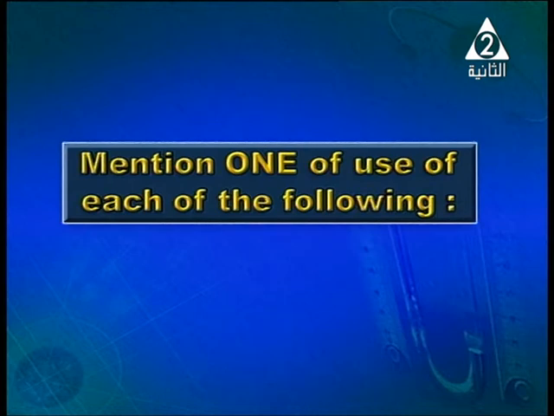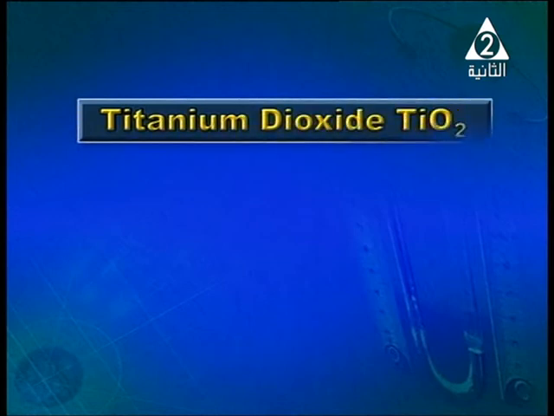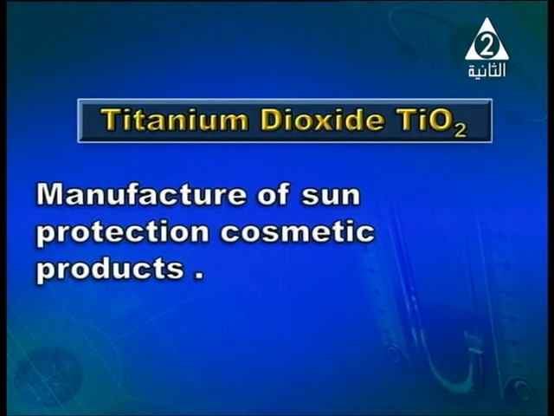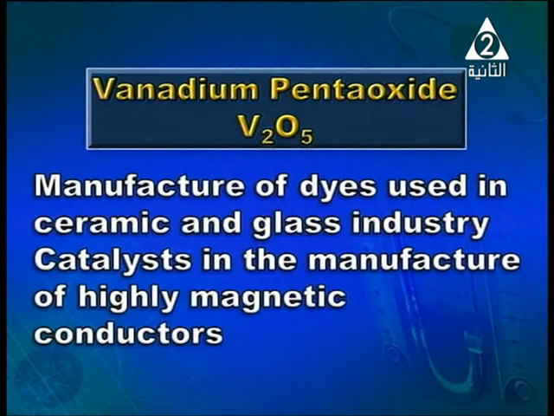Mention one use of each of the following. Titanium dioxide. It is used in manufacture of sun protection cosmetic products. Vanadium pentaoxide. It is used in the manufacture of dyes used in ceramic and glass industry, also as a catalyst in the manufacture of highly magnetic conductors.